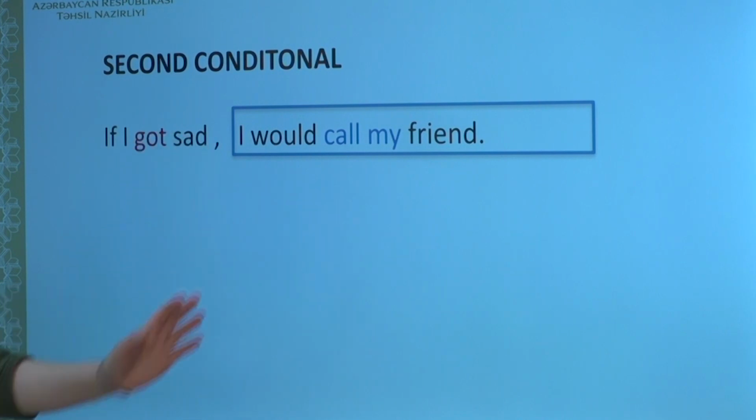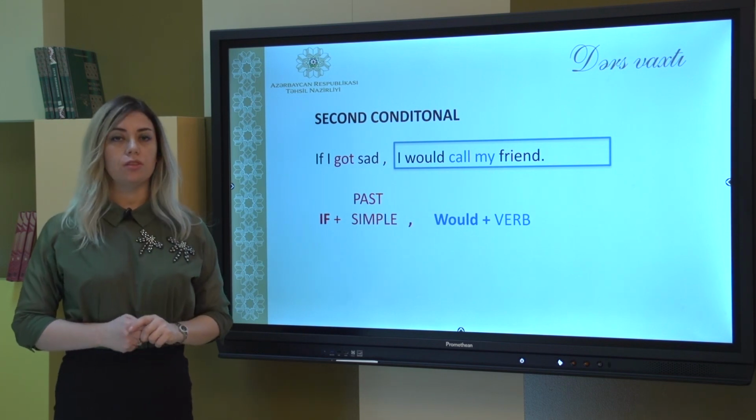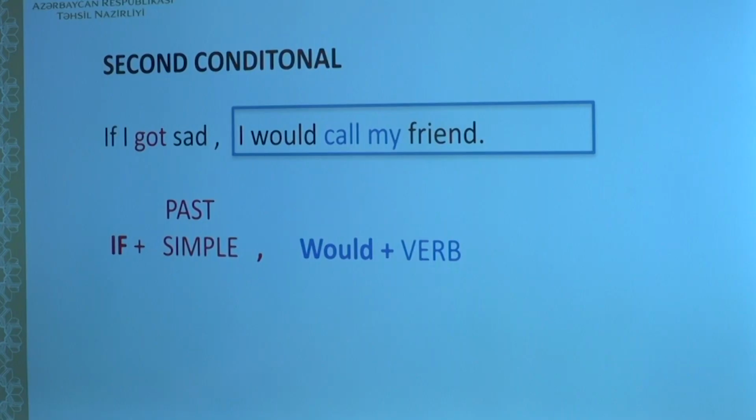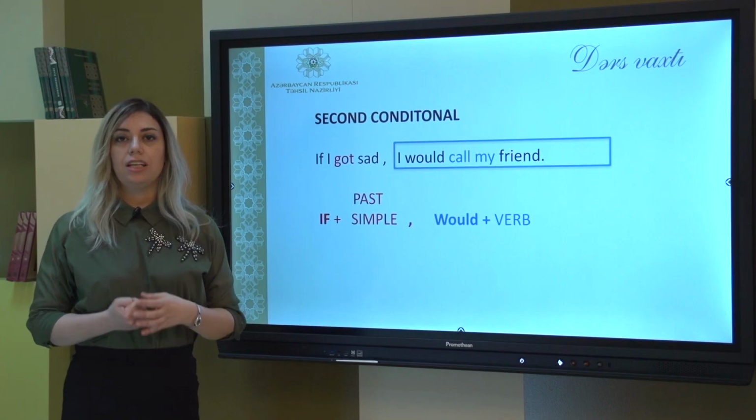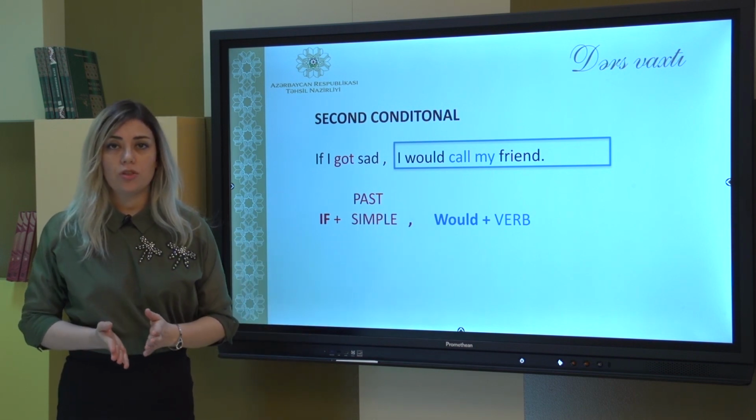So we use would to show that we are imagining the situation. The structure: in the if clause, we will use past simple. You see, get is got here because we need past simple. And in the main clause, we will use would plus verb. Again, we use would to show that we are imagining the situation.